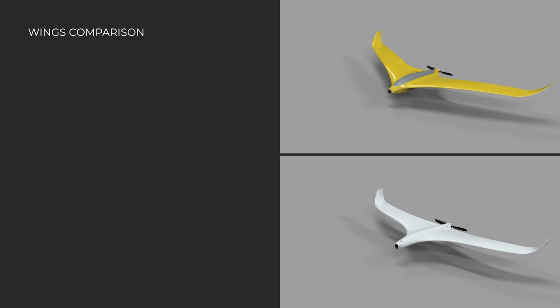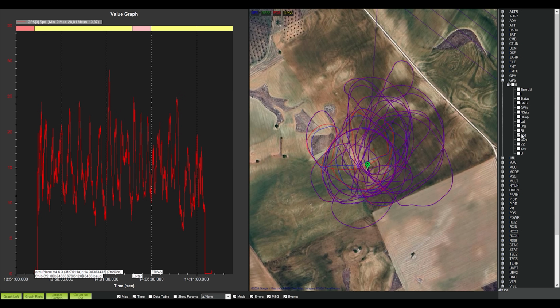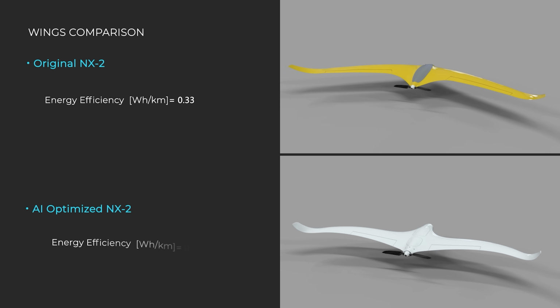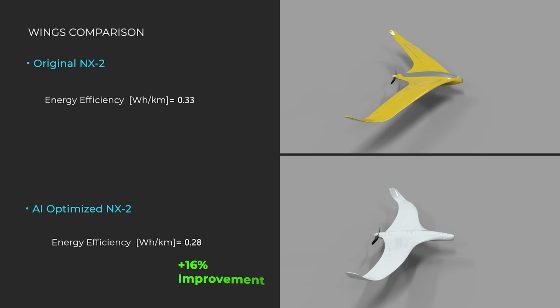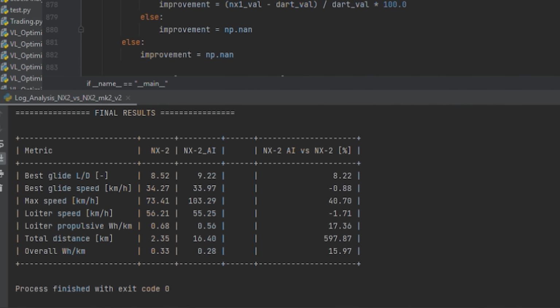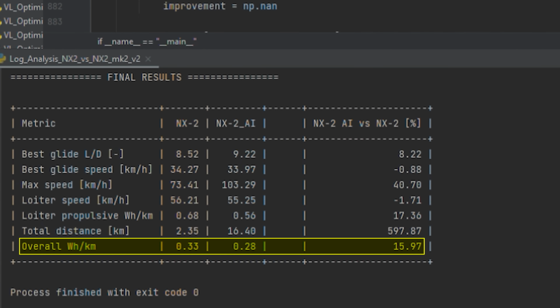But the real question is, was all the effort actually worth it? Looking at the flight logs and comparing them to the original design, the answer becomes pretty clear. The AI-optimized wing is about 16% more efficient than the previous version. That's not a small tweak, that's a real step forward.